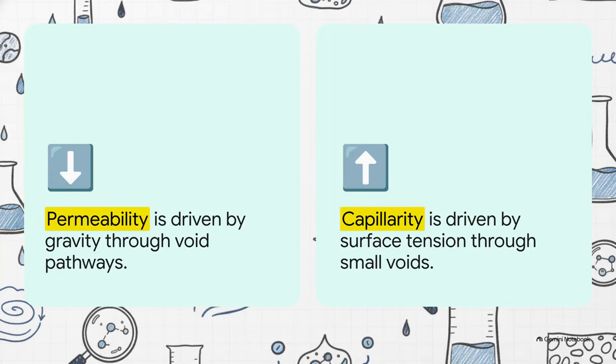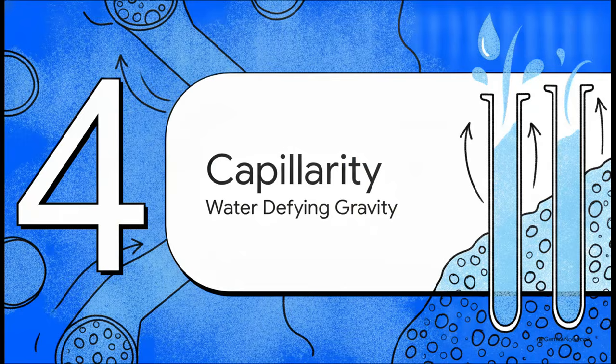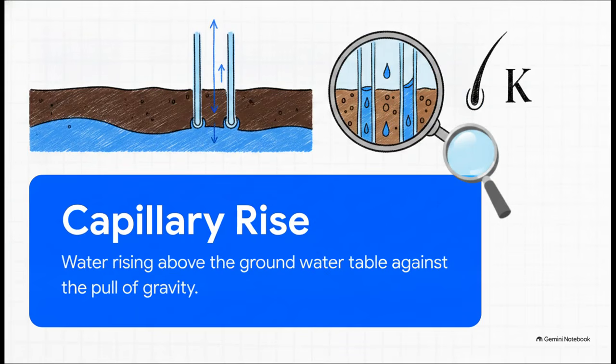And this is where we hit a really cool contrast. Permeability is all about water being driven downward by gravity or pressure, happily flowing through those void pathways. But what happens when the void sizes get so unimaginably small that a totally new physical property takes over? Enter capillarity, a force driven by surface tension that actively fights against gravity. Capillarity, water defying gravity. Think about how wild this concept actually is. Capillary rise is when water climbs above the groundwater table, completely against the pull of gravity.